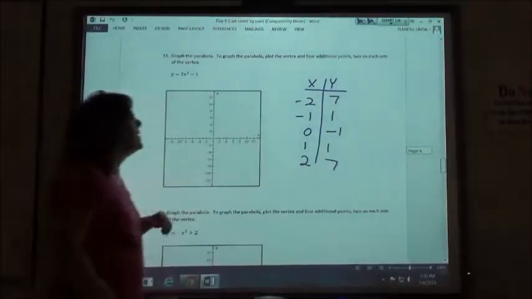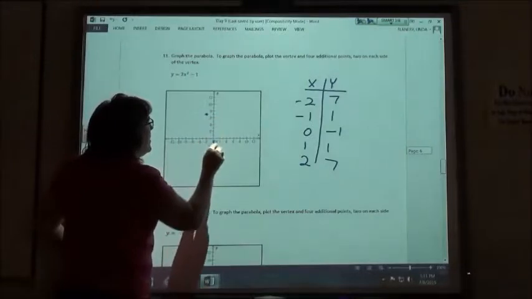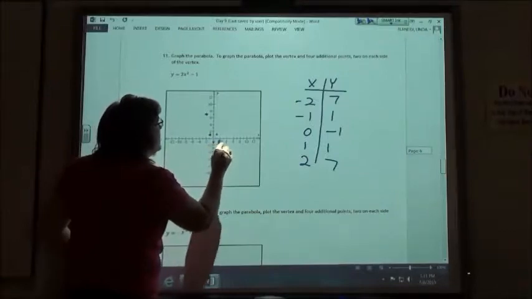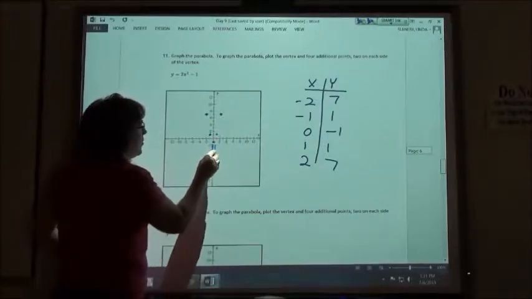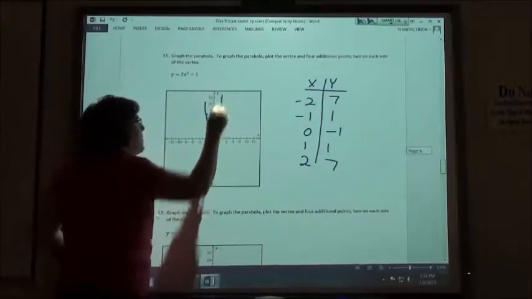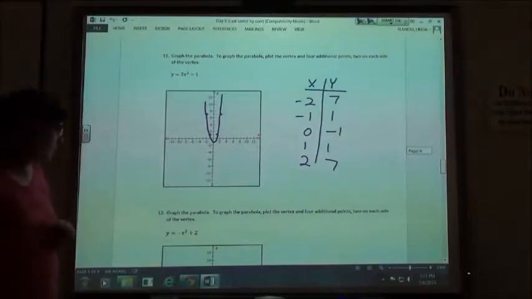So I've got my points. I can plot my points. Negative 2 up 7. Negative 1 is up 1. 0 is down at negative 1. 1 is at 1. And 2 is at 7. And so again, I can see that my vertex is down there at negative 1. And my parabola is going upwards since my coefficient was a positive 2.